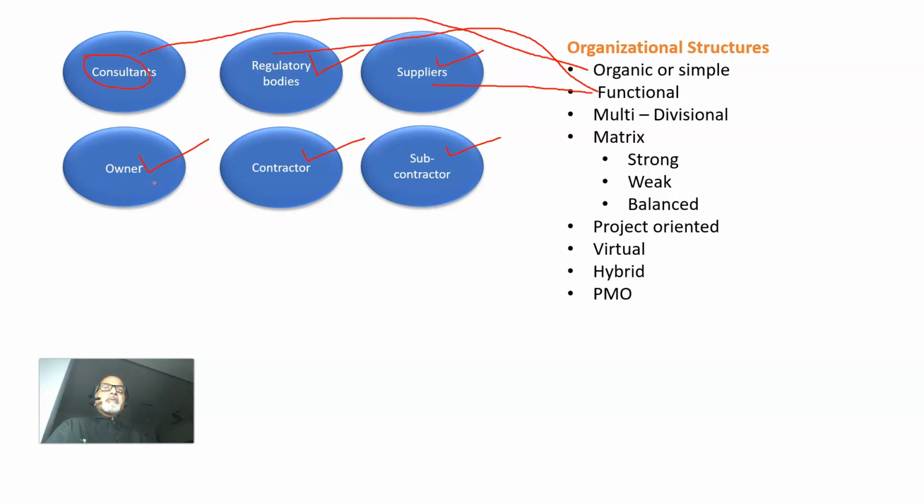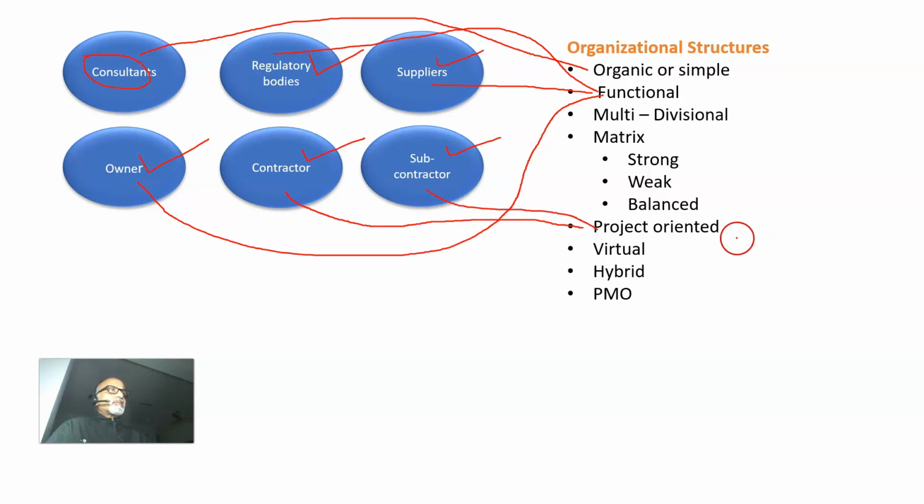If the owner itself is a project-based company, then in that case, they will have a projectized organization. Or if the owner company is a product-based organization, they may have a matrix organization structure. So by and large, especially for EPC projects, the owners most probably will have a functional organization. Contractors, especially EPC contractors, will have projectized, project-oriented structures, and subcontractors also have project-oriented structures.